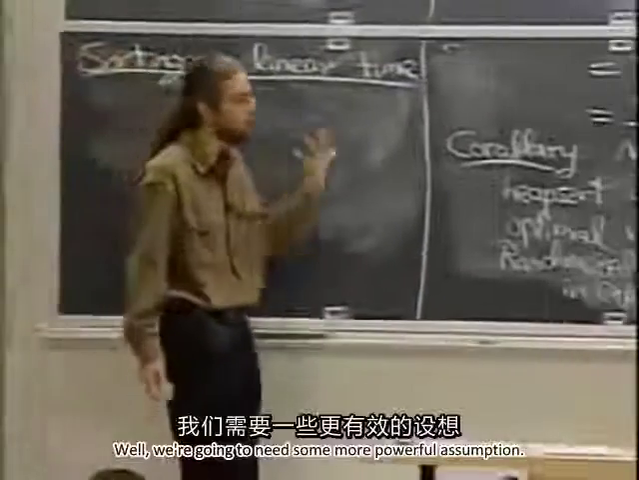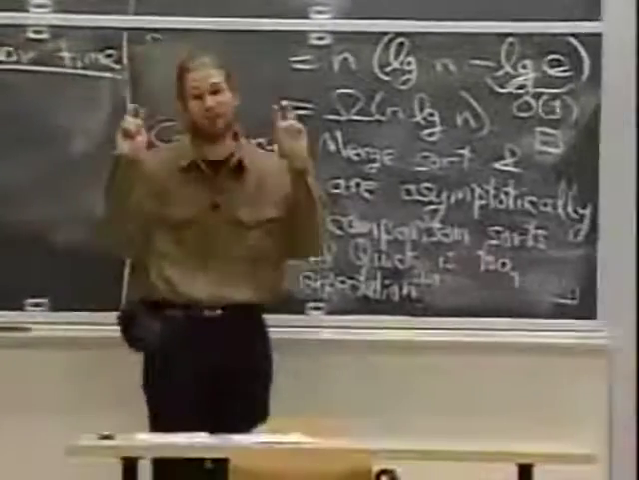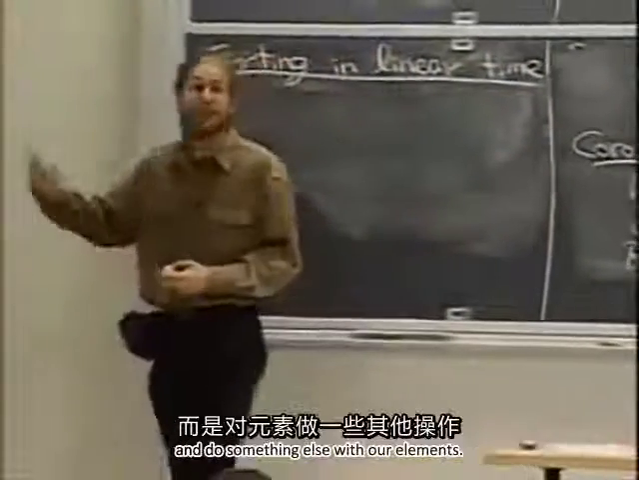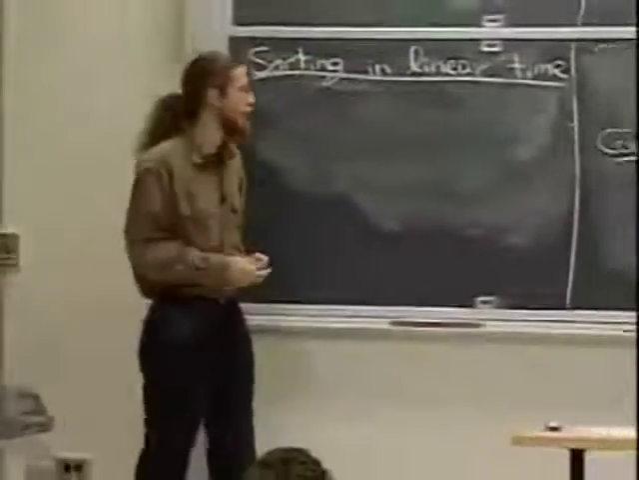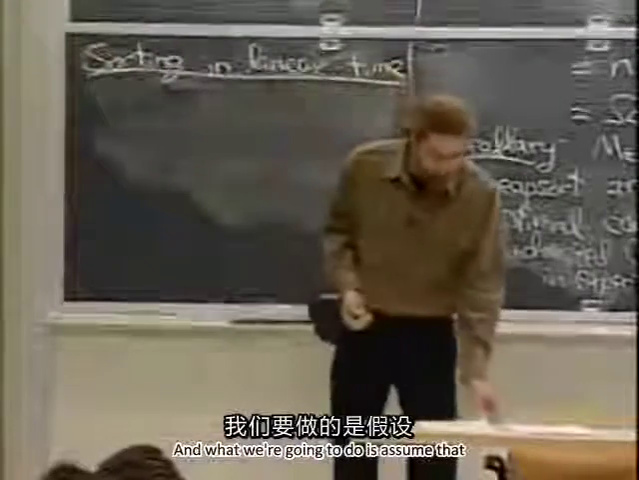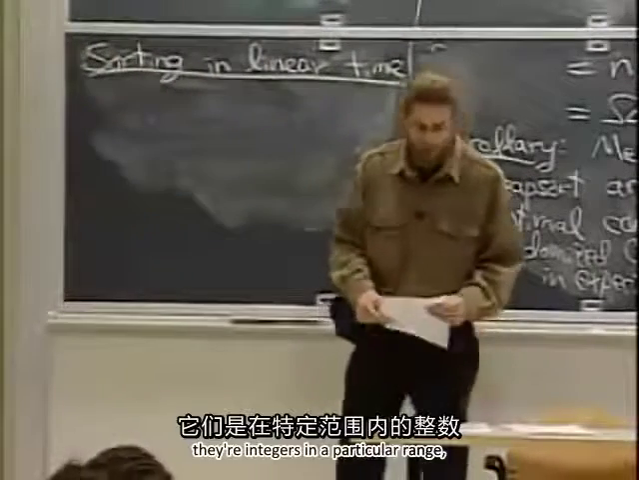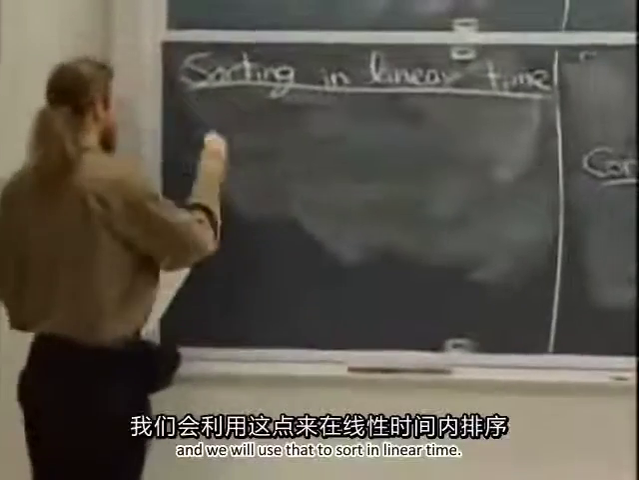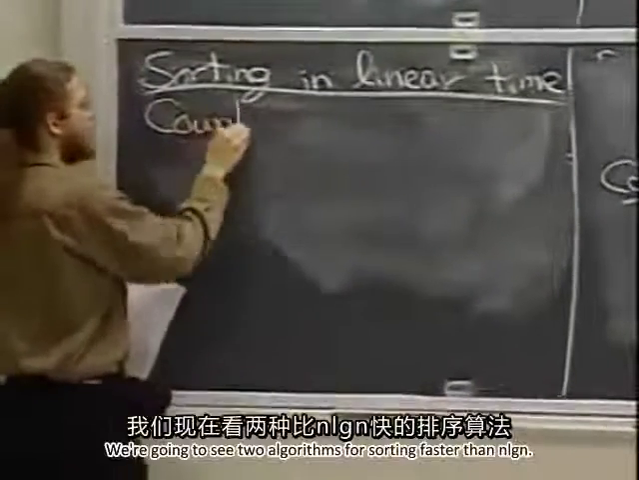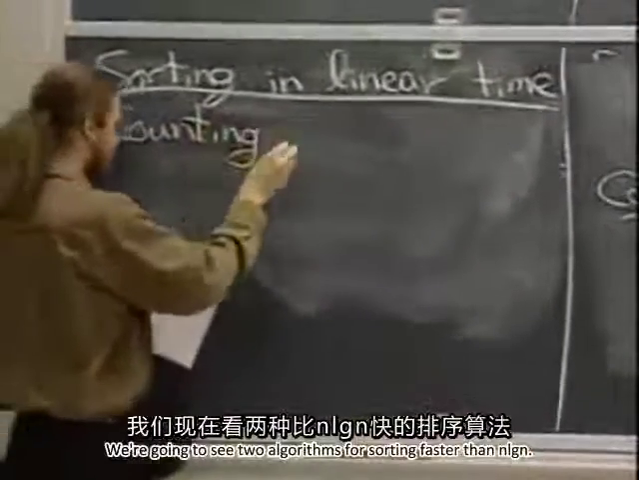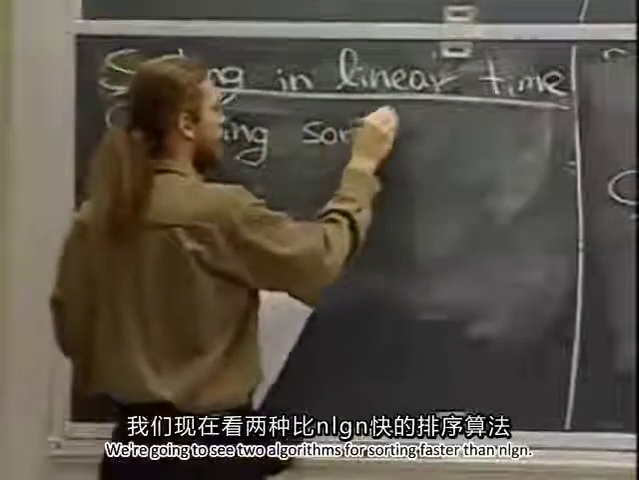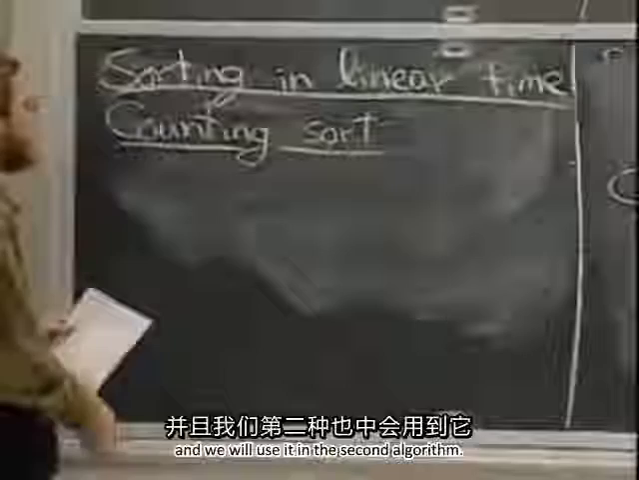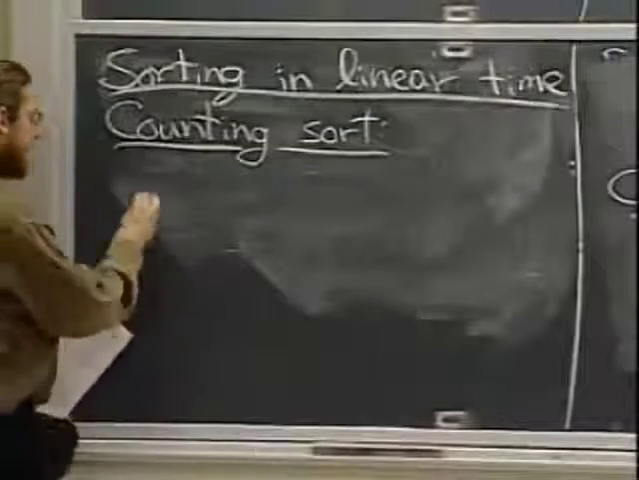Well, we're going to need some more powerful assumption, and this is the counterexample. We're going to have to move outside the comparison model, do something else with our elements. What we're going to do is assume that they're integers in a particular range, and we'll use that to sort in linear time. So we're going to see two algorithms for sorting faster than n log n. First one's pretty simple, and we'll use it in the second algorithm. It's called counting sort.